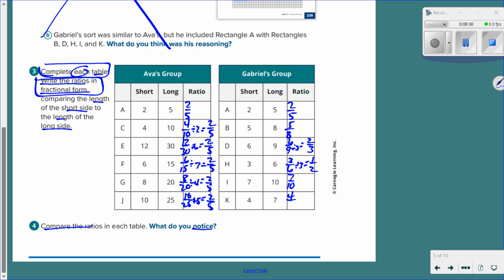4 and 7, nothing. So what do we notice about the ones in Gabriel's group? They are not equivalent. Okay? So what do we notice? Ava's group are all equivalent to 2/5. Gabriel's are not equivalent.